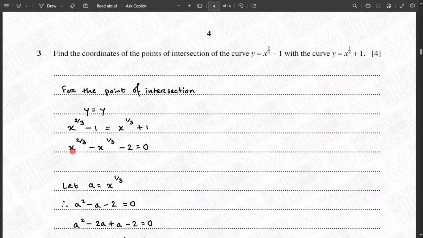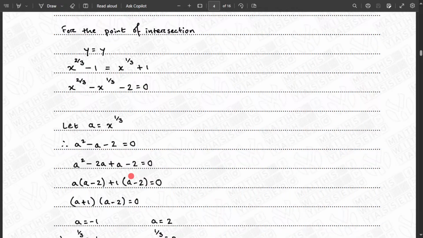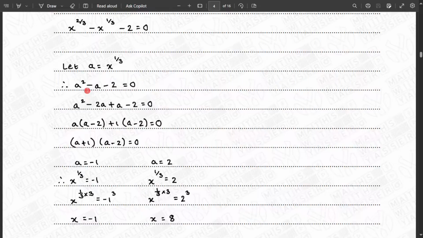Or we can say x to the power 2/3 minus x to the power 1/3 minus 1, and if we bring this over to the left hand side it will become minus 1. So minus 1 minus 1 will be minus 2 equals 0. Now let's consider a to be x to the power 1/3.